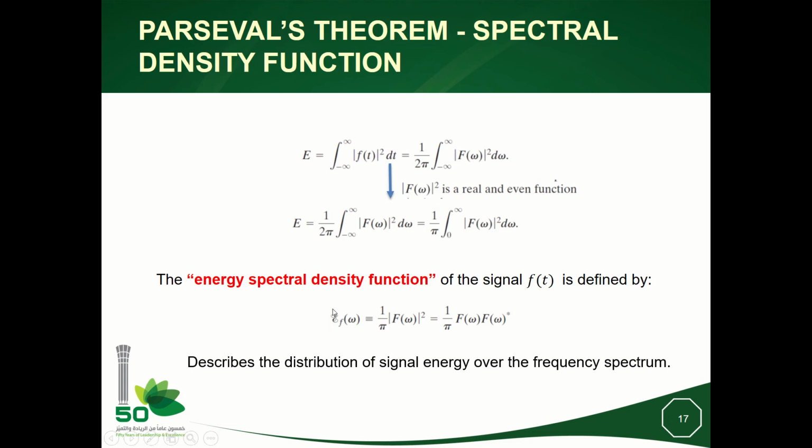So we define E_F(omega) to be this one, and the energy at the end will be expressed in terms of this energy spectral density E_F in the form of the integral from 0 to infinity of E_F(omega) d omega, where E_F(omega) is defined by this. It means the term under the integral will be called the energy spectral density function, and the energy can be expressed in terms of E_F as shown here.